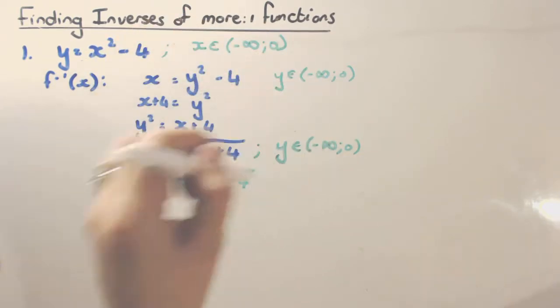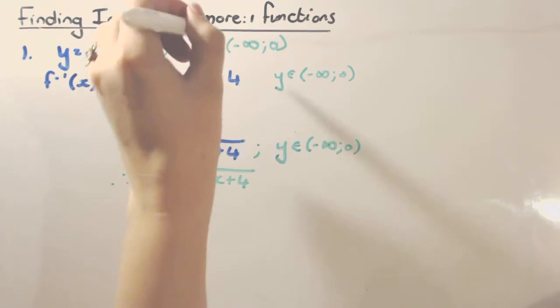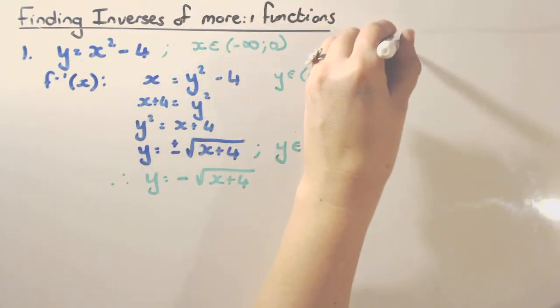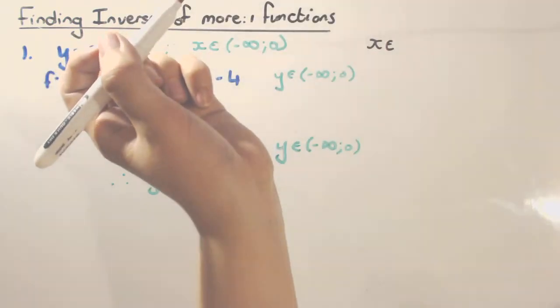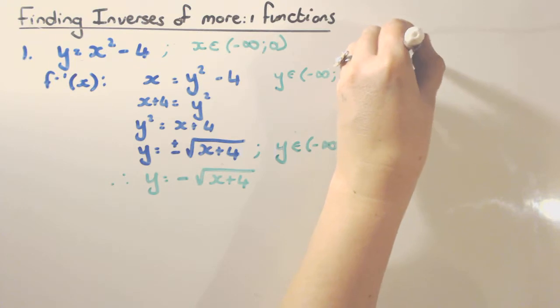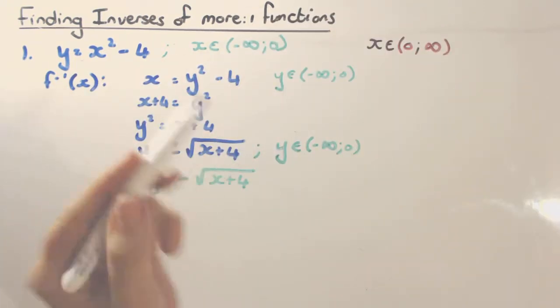That's the first choice of restrictions that you can do. The second choice of restrictions that you can do is you can take the positive x values. So say for instance I took the positive x values, I said x is an element of 0 to infinity.